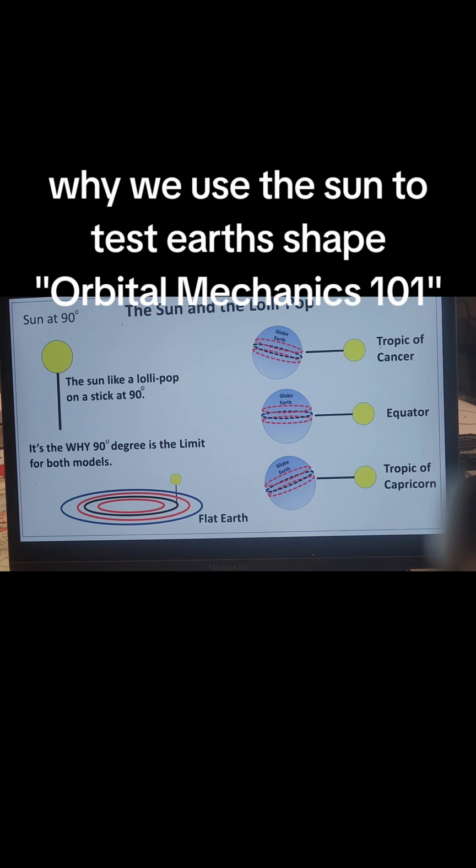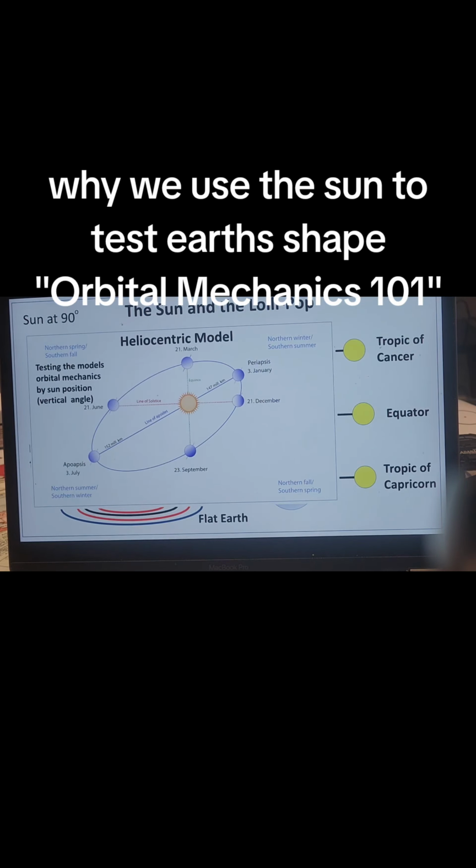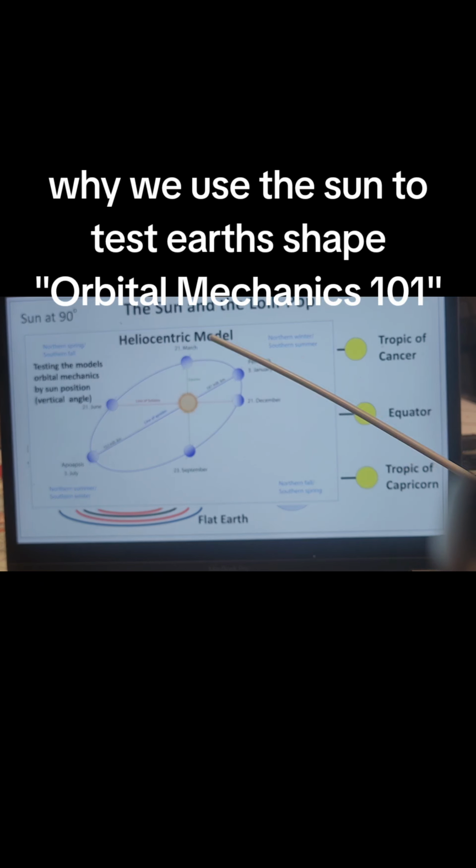The other reason is because the sun is always 90 degrees in both models, both the flat Earth model and the globe model. The only difference is that the globe model tilts to get the sun at 90 degrees, whereas the sun is orbiting over the top of the flat Earth model. But the sun is always 90 degrees in both models. And that's why we'd want to use the sun. Again, we're testing the orbital mechanics in the globe model. That sun position is very important.